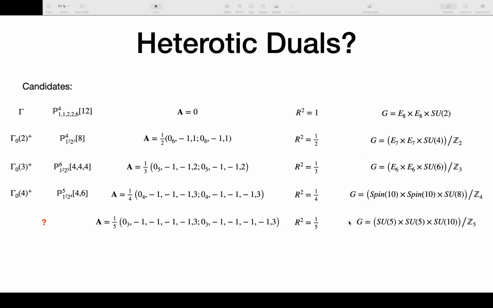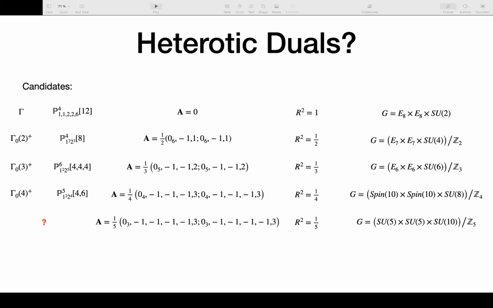Okay, actually one can see that the list continues in 9 dimensions. There's, for example, another example with r squared equals 1/5. And we are precisely interested in the question whether we can get this number large. So the question is whether this can have any type IIA dual in 4 dimensions with h11 equals 2, and I suspect it doesn't.